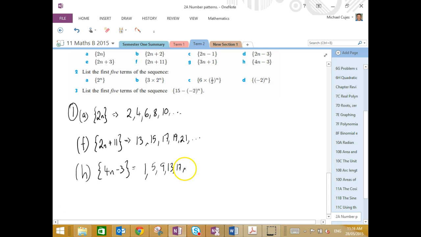Why does it make sense that it's going up by 4 each time? Because you're adding an extra multiple of 4 each time as you go. So we're expecting to see something like that.